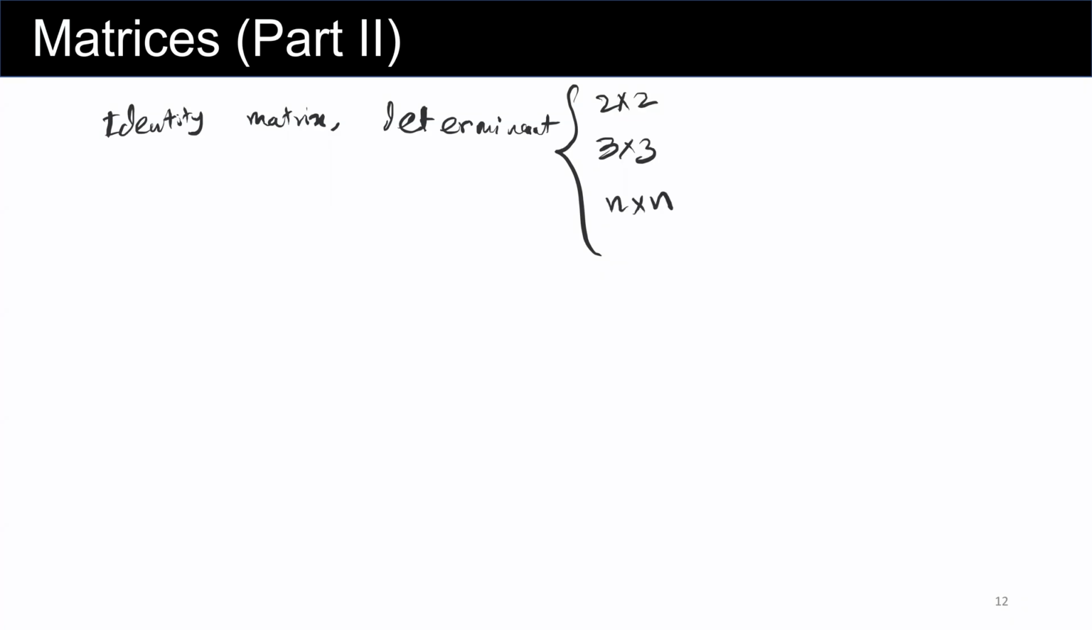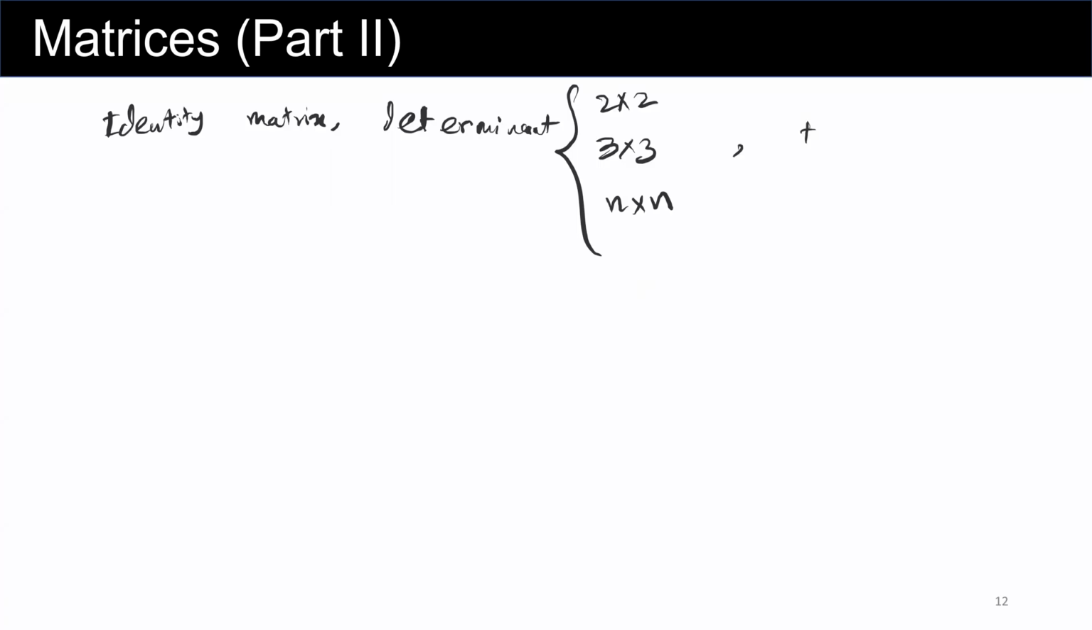So this was part 2 of matrices. We talked about the identity matrix. Then we talked about how to find determinant for 2x2 matrices, 3x3 matrices, and in general, n by n square matrices. We also talked about how to find transpose of a matrix. And finally, we talked about how to find inverse of matrix A using MATLAB and Python.